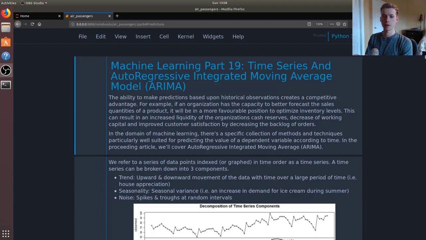Any company that has a greater idea of what their sales will be is in a better position to adjust their inventory levels, and that will end up increasing their cash reserves because they don't spend a whole bunch of money on products that will just be sitting there for a while. And they can also anticipate customer demand, and so they can decrease the backlog of orders.